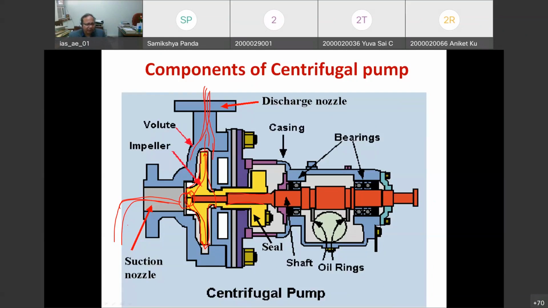Here we provide a sealing arrangement, as I told, the bush, so that whatever water is available in the chamber of the casing of this pump will not go outside. To support the shaft, we provide bearings, and oil rings and sealing mechanisms are there. So these things are used in the construction of the pump.